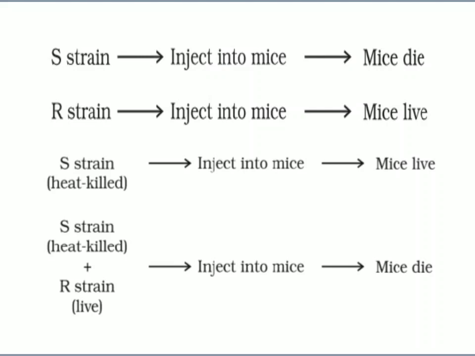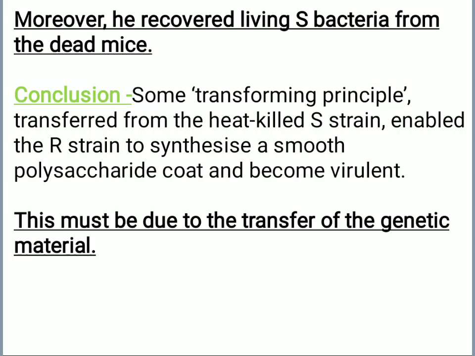And when he injected a mixture of heat-killed S and live R bacteria, the mice died. Moreover, he recovered living S bacteria from the dead mice. So he concluded that the R strain bacteria had somehow been transformed by the heat-killed S strain bacteria, and some transforming principle transferred from the heat-killed S strain and enabled the R strain to synthesize a smooth polysaccharide coat and become virulent. Definitely this must be due to the transfer of genetic material. But in this experiment, Griffith couldn't provide the biochemical nature of the genetic material.